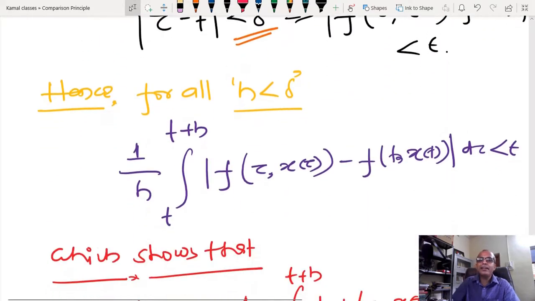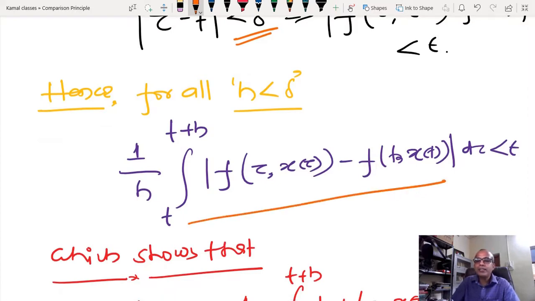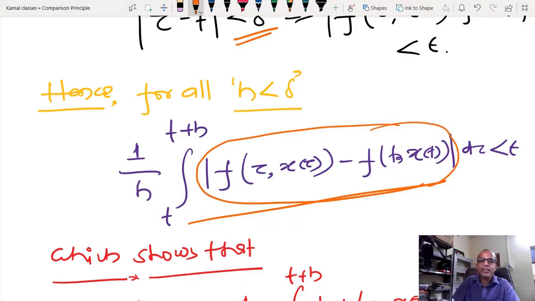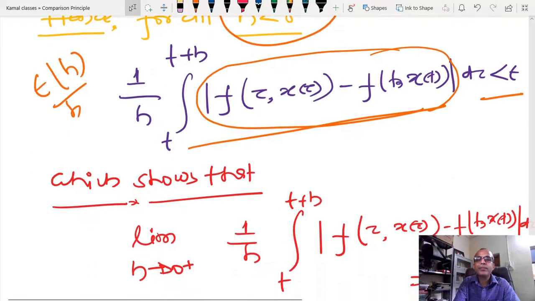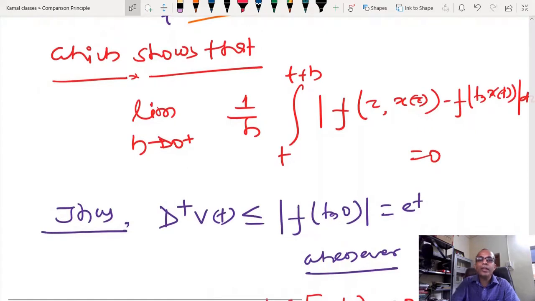Now if I select h less than delta, then it is possible to show that this quantity is nothing but epsilon, some kind of constant, so I can take epsilon out, and after that (t minus h) by h, that is h by h. So this is always less than epsilon. This condition comes from the continuity, because I have to make sure that tau and t are separated by lambda. So if h tends towards 0 plus, then that is equal to 0.